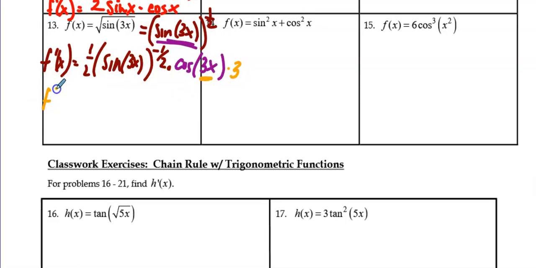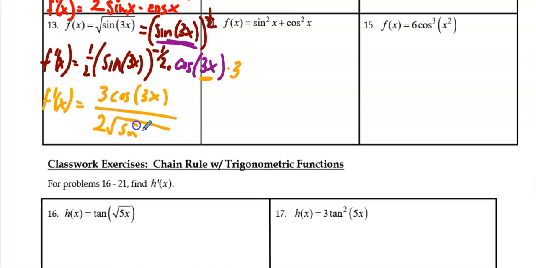And so this one, when we simplify it, the cosine of 3x times 3 is going to be in the numerator. And then the 2 square root of sine of 3x in the denominator. And you can leave this as to the 1/2 power if you want to.